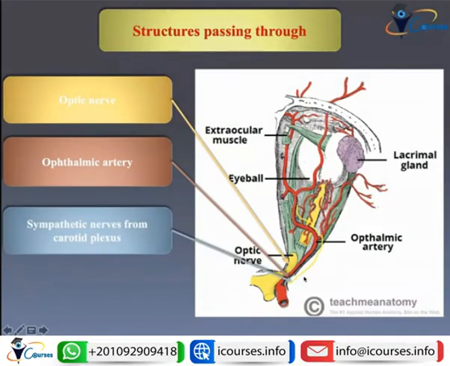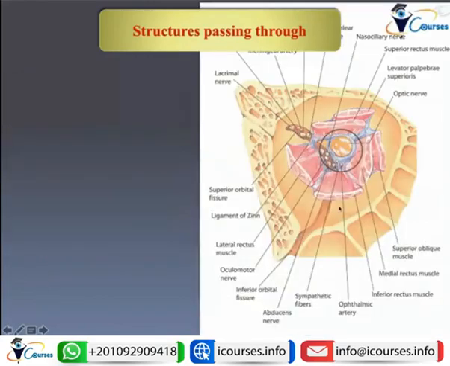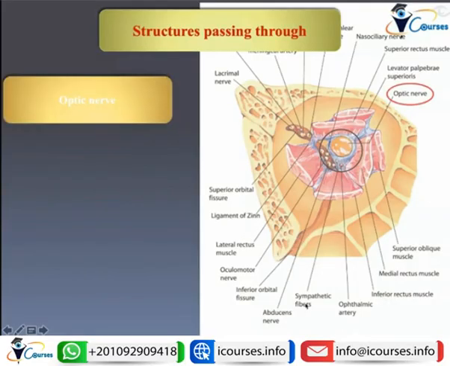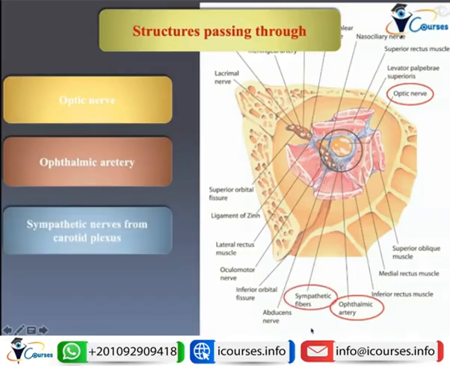Then we have the sympathetic nerves from the carotid plexus that pass with the carotid artery. As the ophthalmic artery is a branch from the internal carotid artery, the sympathetic plexus passes with the internal carotid artery and its terminal branches. So the sympathetic nerves are passing within the ophthalmic artery. Again, if we have a section here of the orbit, we can see that this black ring is the optic foramen. It will transmit the optic nerve, the ophthalmic artery, and finally the sympathetic fibers.